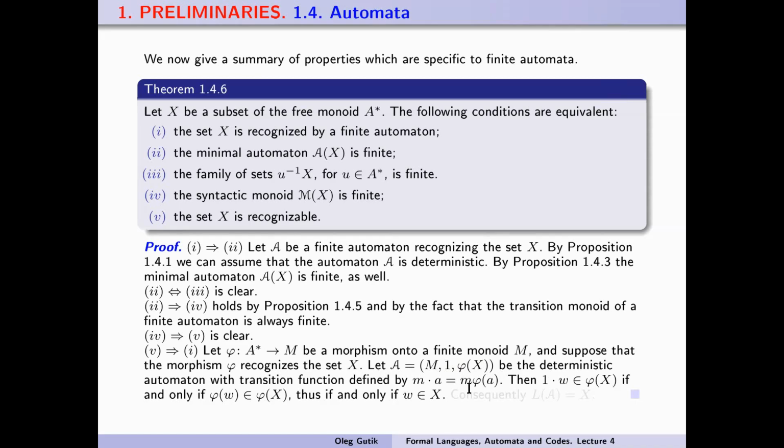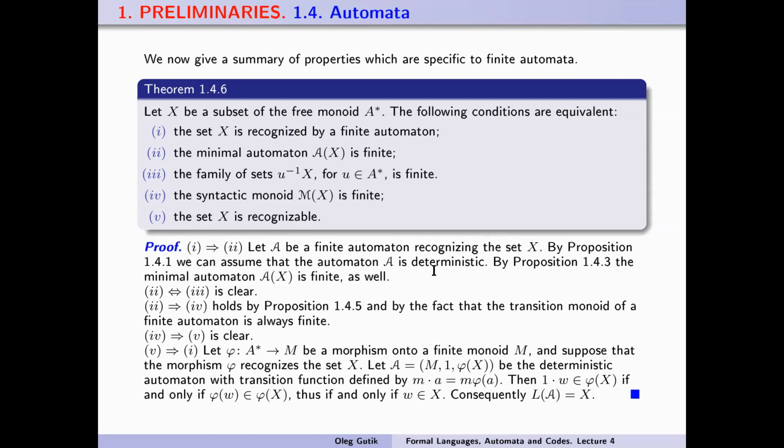And then we get that such an automaton is deterministic, and it has a transition function which is defined by the next formula: m·a is equal to m φ(a), where a is any element of the alphabet A. Then we have that 1·w belongs to φ(X) if and only if φ(w) belongs to φ(X), thus if and only if w belongs to X. This shows that the set of words recognized by this automaton coincides with the set X. This completes the proof of our theorem.